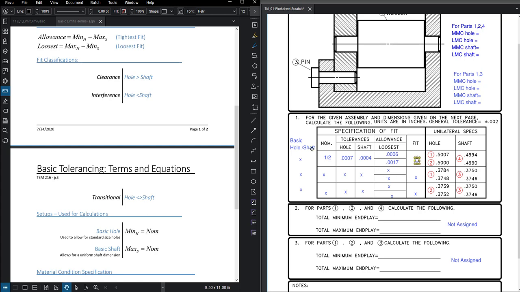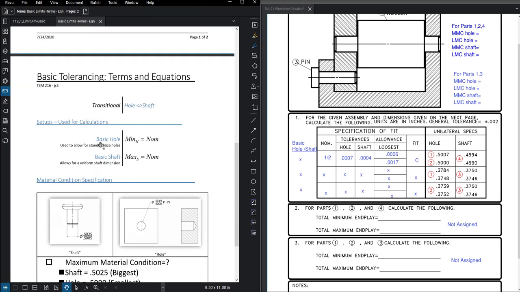Over here, we're talking about wanting to identify basic hole or basic shaft. So there's two ways of calculating limits: basic hole and basic shaft. For this one, we can take a look over here and determine that the minimum hole size is equal to the nominal size. So therefore, basic hole calculations were used to come up with the limits.